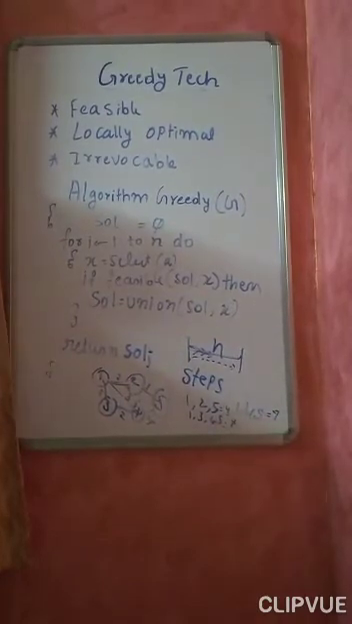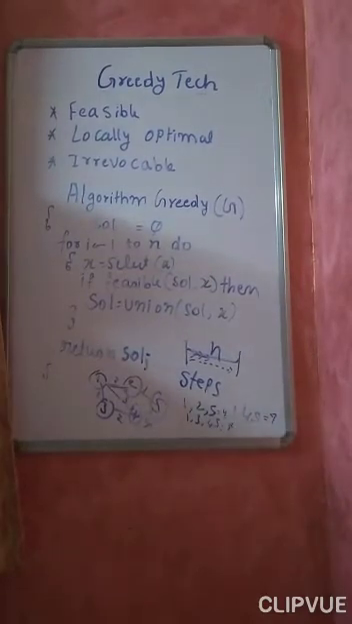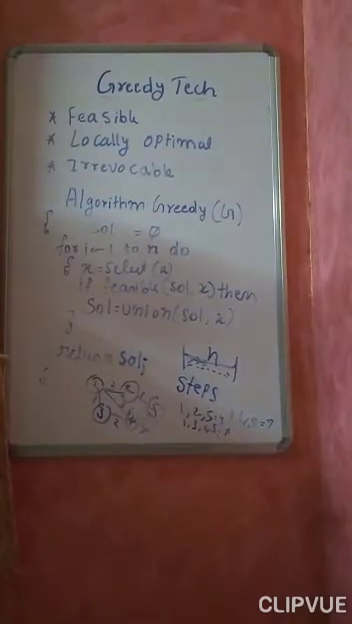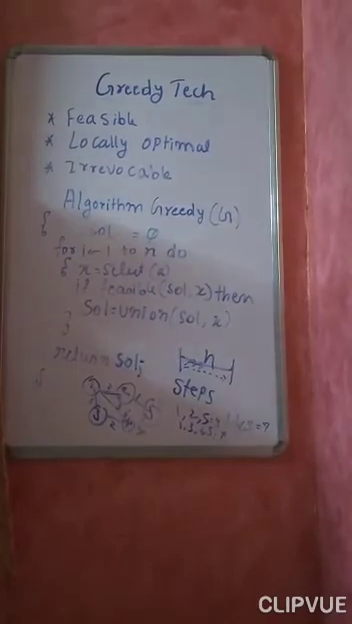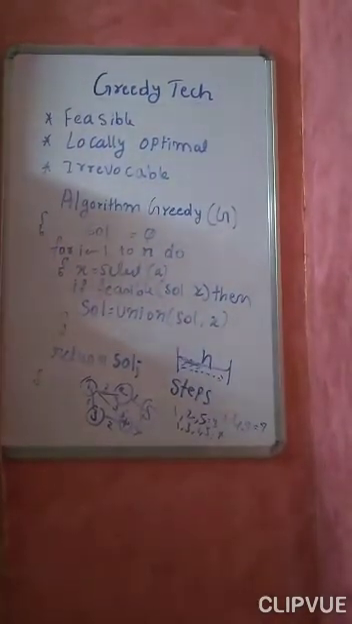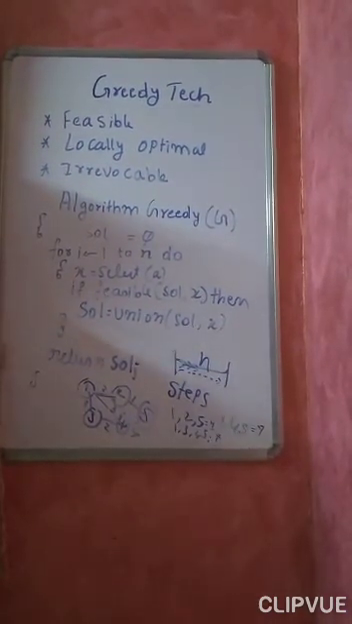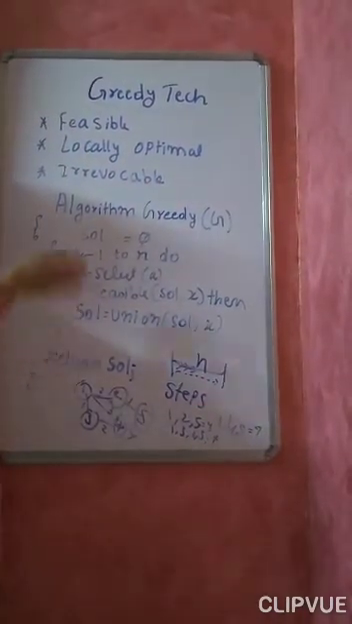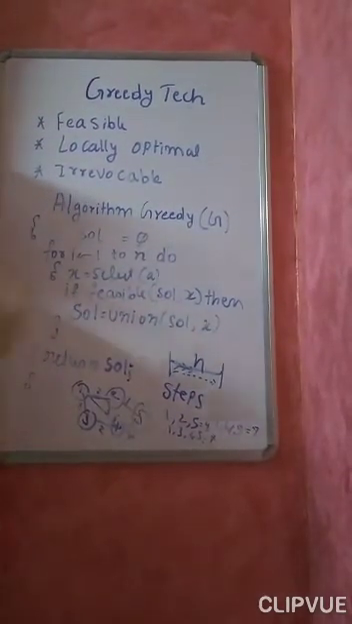Even in decrease and conquer, we saw DFS, BFS, topological sorting. They are just finding the solution to the problem, not the optimal solution. That is one advantage of the greedy technique. It always tries to find the optimal solution for a given problem, and in each iteration, whatever solution it finds is feasible, locally optimal and irreversible.